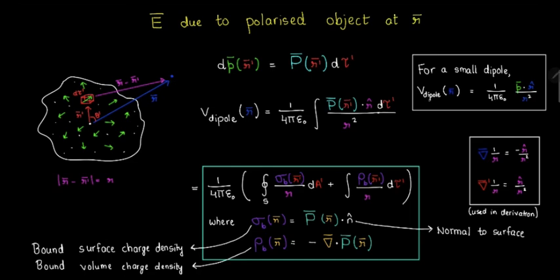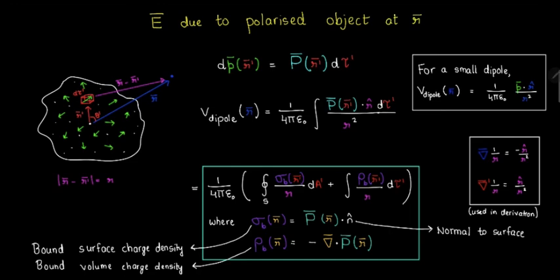I know that if there is only one dipole, I can apply this formula, and this is valid for large R. But here there are many small dipoles, so some integration will be involved. If there is any small dipole moment, let's say some dp bar, it can be written as polarization times the volume, because polarization is dipole moment per volume. If I multiply this with the volume, I'll get my dipole moment.